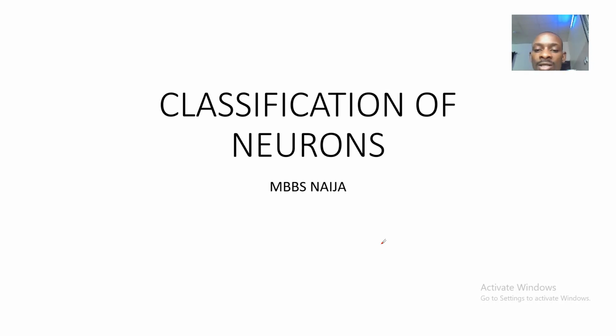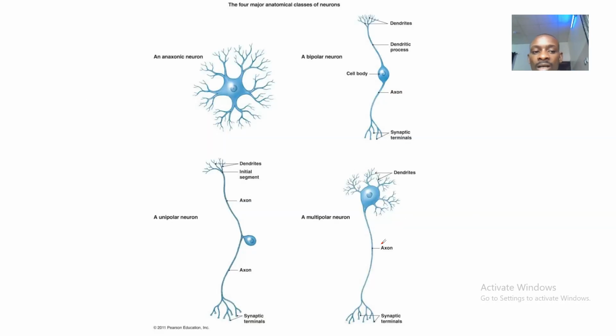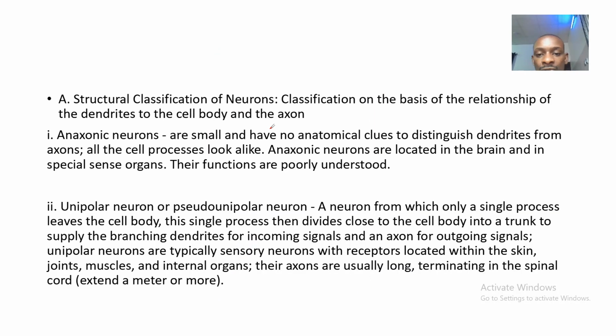So on this, we'll be talking about the classification of neurons, and we say that there's a structural classification of neurons. This is classification based on the relationship of dendrites to the cell body and the axons. This is where we have the anaxonic neurons, and these are small and have no anatomical clues to distinguish the dendrites from the axons. So all the processes look alike. Anaxonic neurons are located in the brain and in special sense organs. Their functions are poorly understood.